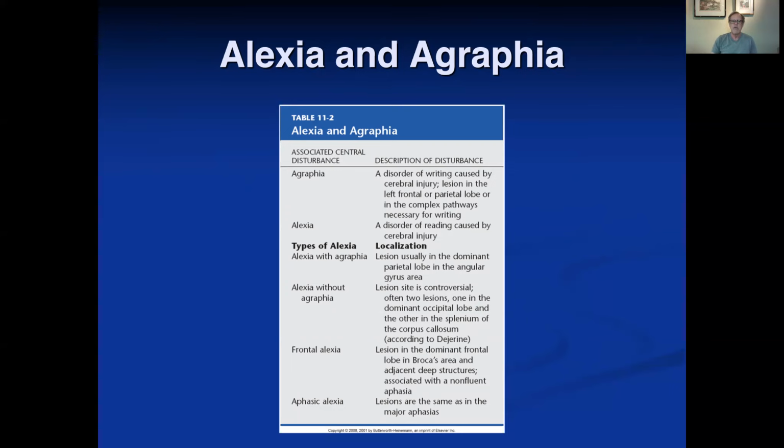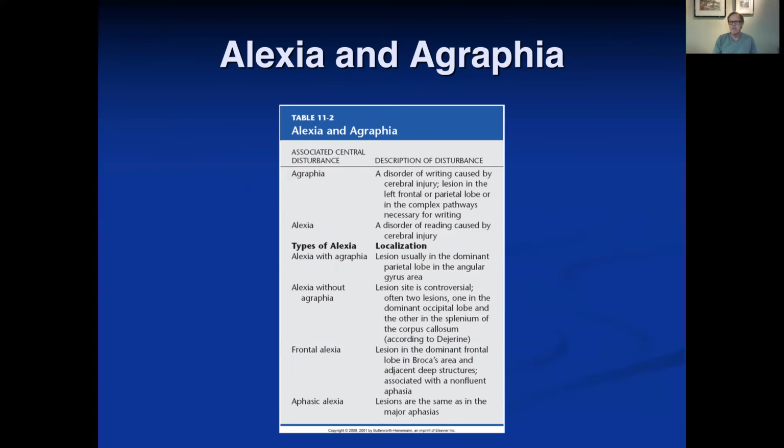So you have agraphia, alexia with agraphia, alexia without agraphia, frontal alexia, and aphasic alexia. You should at least be familiar with what alexia and agraphia are, not so much the localizationist part, because it's not that accurate actually. And you won't see many people who have something which is properly labeled with one of these terms.